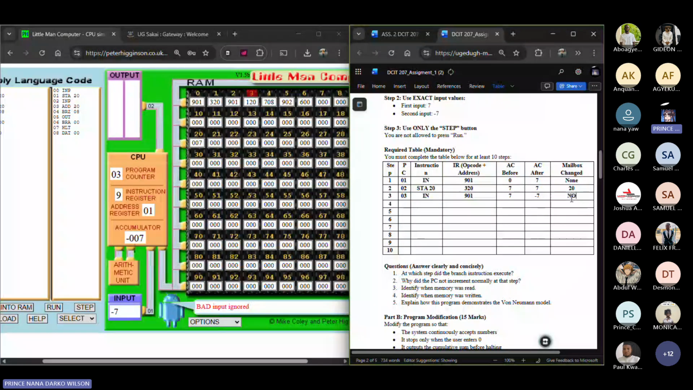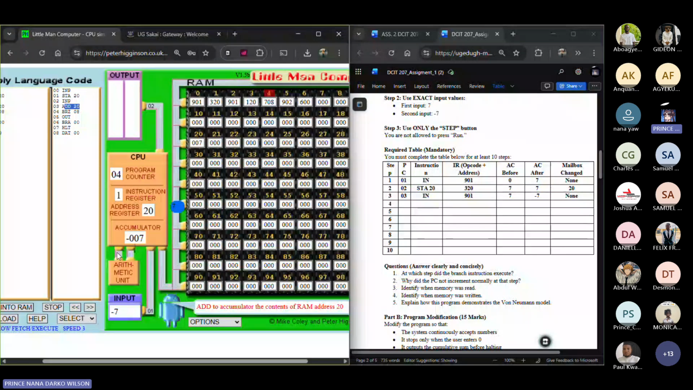So still none. And we step it once again. After stepping, it goes to pick the instruction on the fourth line, which is the add instruction that you see over here. As I step that instruction, it will read the value in address 20 and combine it with the 7 that is stored in the accumulator.